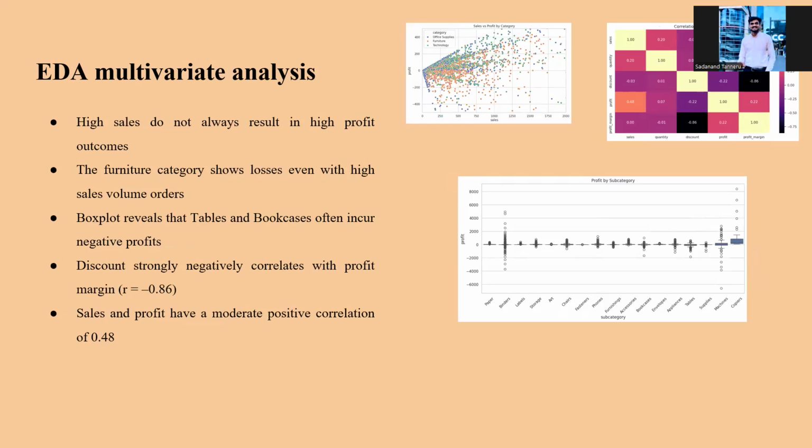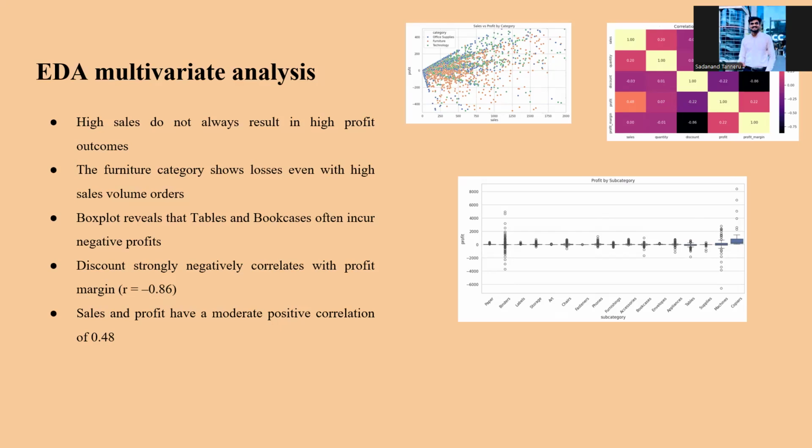So in this slide, we discuss EDA multivariate analysis, and high sales do not always result in high profit outcomes, and the furniture category shows losses even with high sale volume orders. The box plot reveals that tables and bookcases often incur negative profits, and discounts strongly negatively correlate with profit margin. And also the sales and profit have a moderate positive correlation of 0.48.